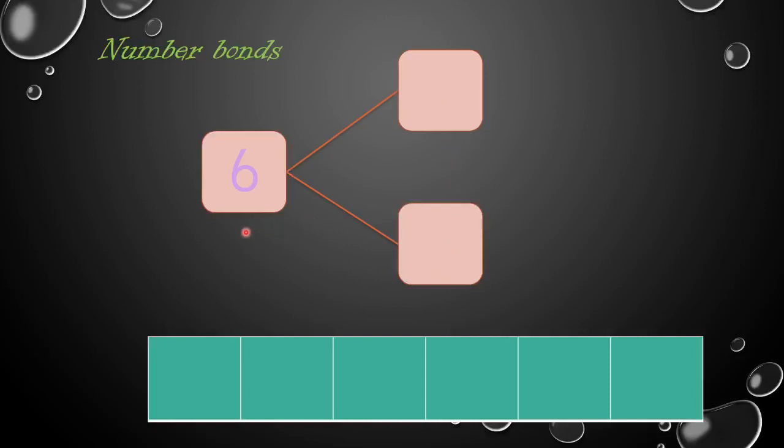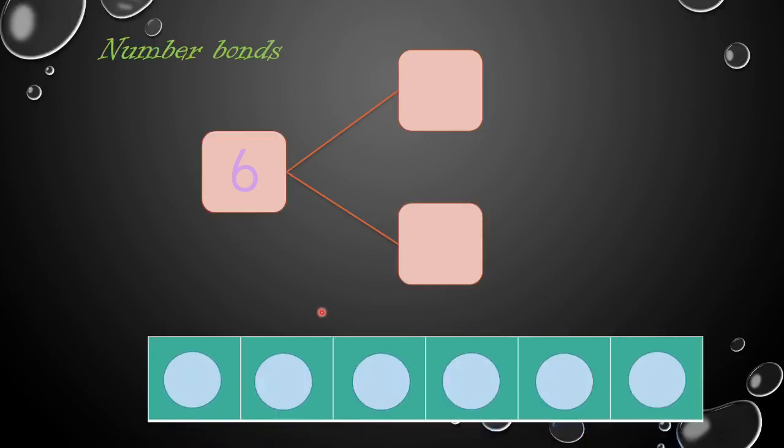Now let's see. This is the 6 here. So how many counters will we take over here? We'll take 6 counters. Let's count 1, 2, 3, 4, 5, 6. Very good. Now you can split in 2 different numbers. So we'll check what is the number here. Oh, what number is here? This is number 4. So what will be the next number here?